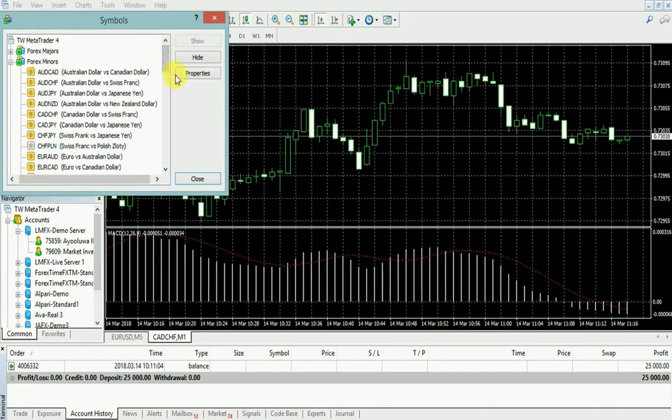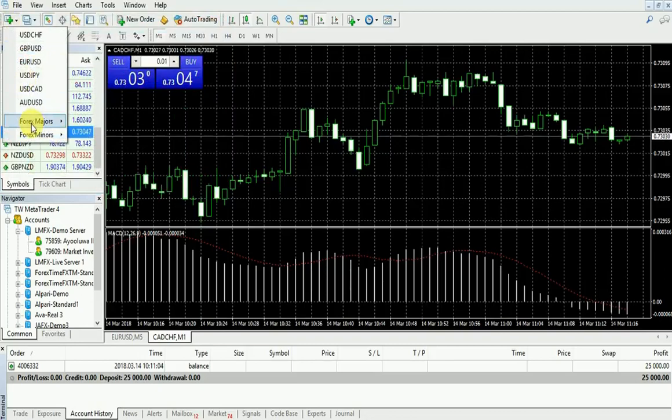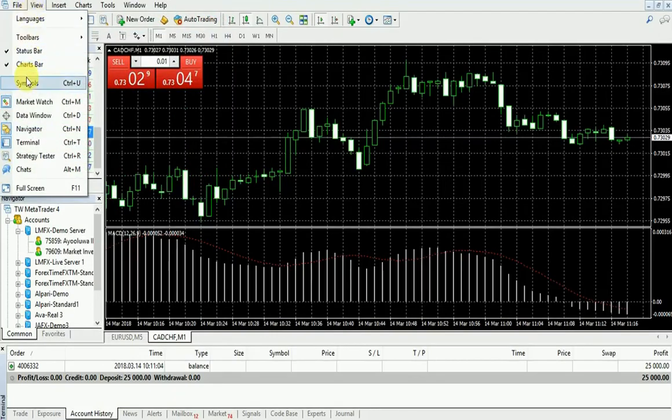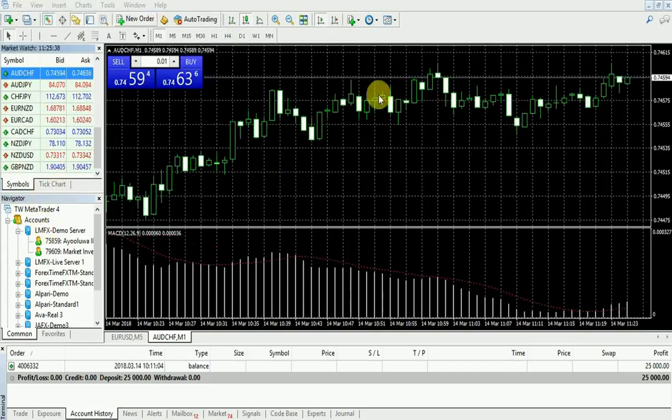Everything is here. So whichever one you choose to trade, if you can't find it within the major or the minor, then you go to view and you click on symbols to add it automatically. So this is what you have when you log into your account.